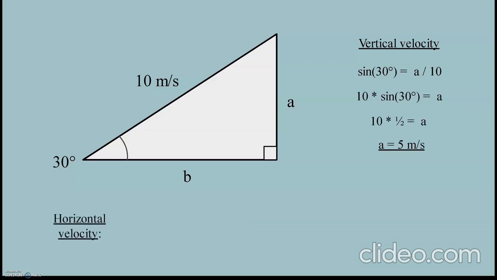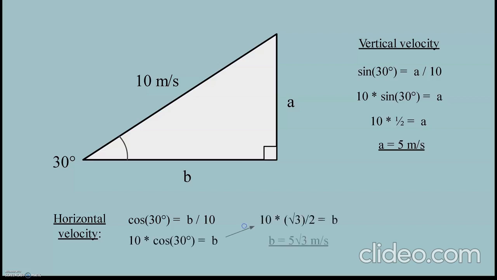Horizontal velocity has a similar process, except this time we have to use the cosine of 30 because we need the adjacent side to the hypotenuse. Then we solve for B like normal, and our horizontal velocity is 5 times the square root of 3 meters per second. But more important than the answers we got are the equations that we used to derive these answers.